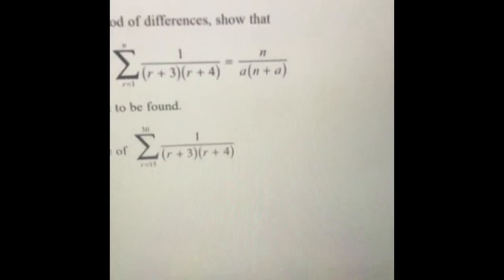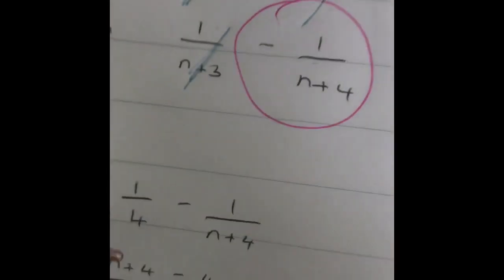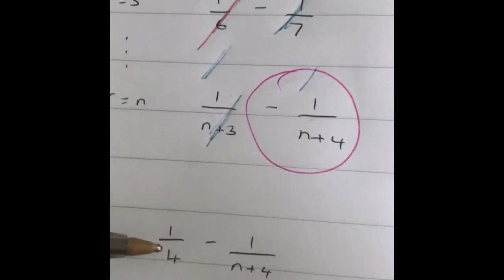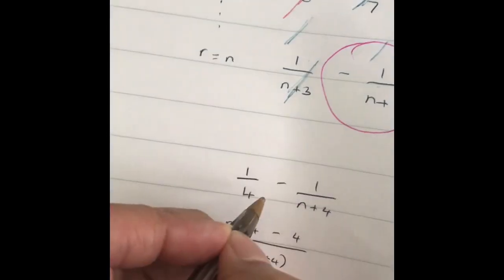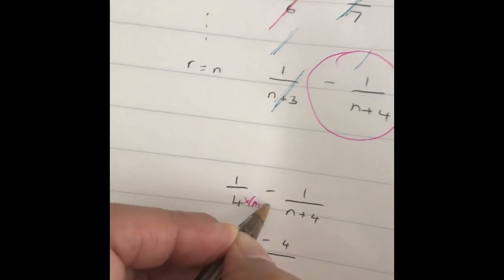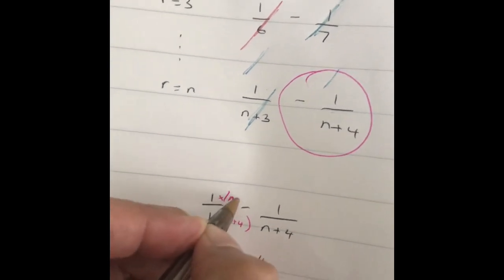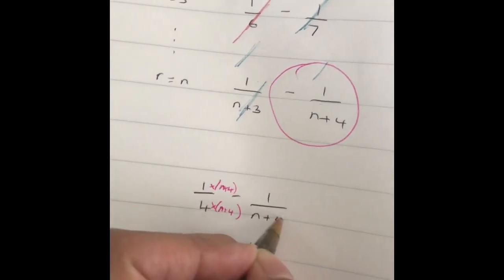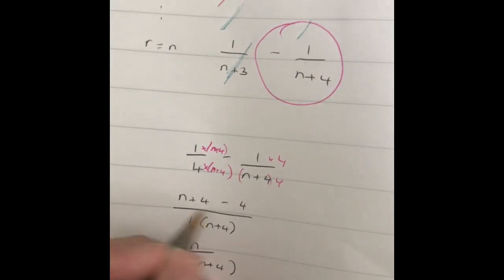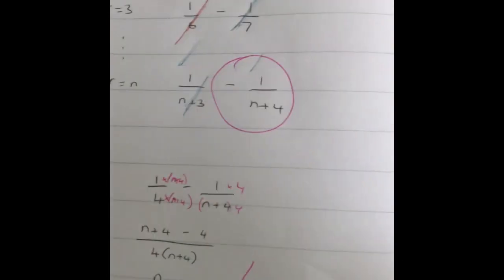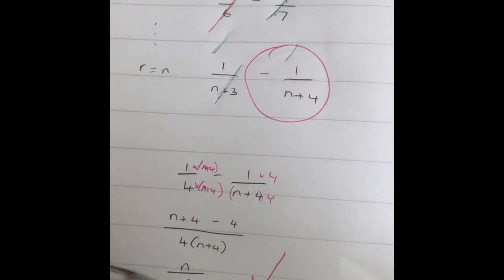And then I want it in that form. They've asked for a specific form, which tells me I need to combine these two fractions. So I do that by timesing this fraction here by the common denominator there, and I would times this fraction here by 4, like that. Collect my like terms, and there you go. And a, you can see here, is going to be 4.